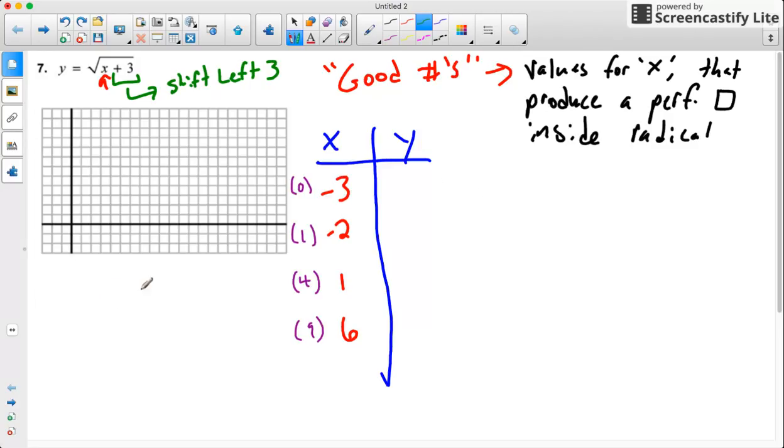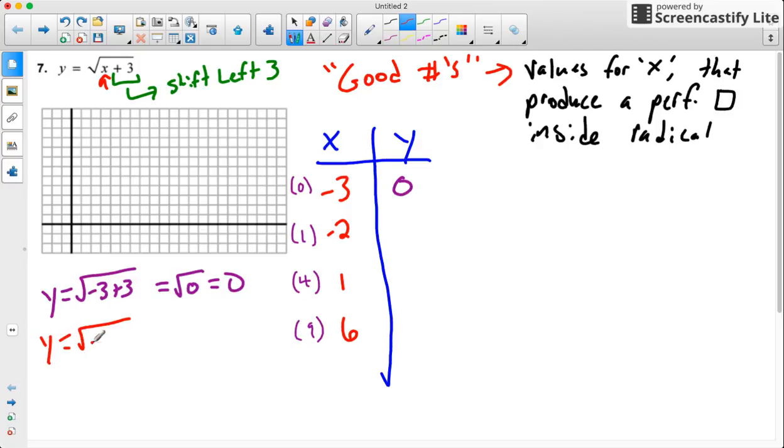So from here, I'm going to be plugging in my x values into my function and evaluating for y. So we have y equals the square root of -3 plus 3, and that's going to be the square root of 0, which is equal to 0. So my first coordinate is this one here. Next, I've got y equals the square root of -2 plus 3, which is equal to the square root of 1, and that's going to equal 1. So there's my next y value.